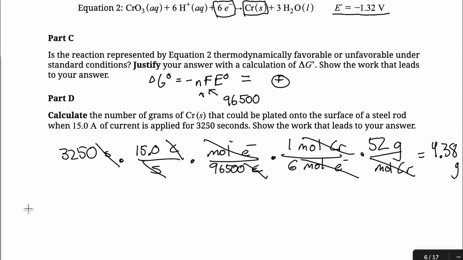Shortcut I like to use is this formula where it says the mass of metal plated. In other words, this is our final answer, little m, over the molar mass equals I, which is the current, t for time in seconds, over nF. And if you plug this into your calculator, you should get the same exact thing. You would have I, t, n, F, and big M, and then you're solving for little m. Then you'd get the same number.